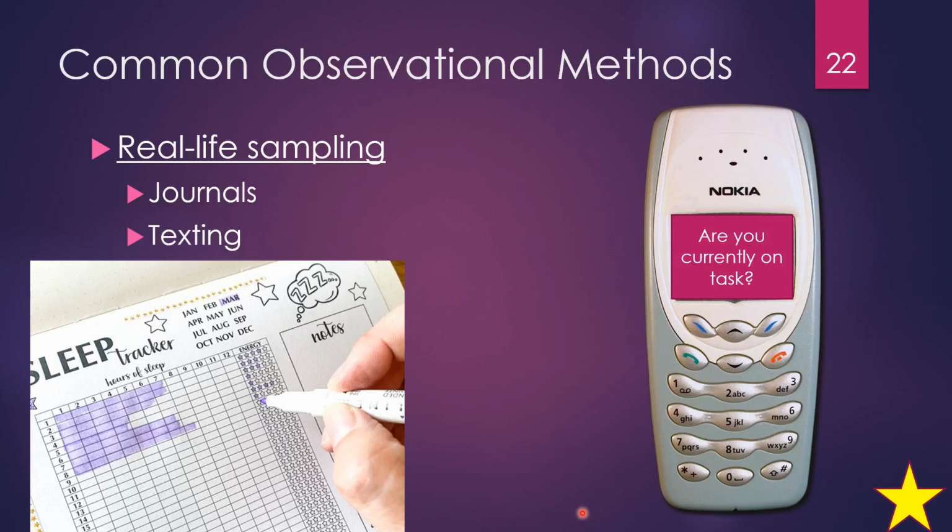Okay, a couple more sampling methods for observation. If you want to gather data about people's real life, you can't necessarily have them live their lives in the laboratory. So what you can do is have them go about their daily lives and gather data from them either through the use of journals or some sort of messaging system.